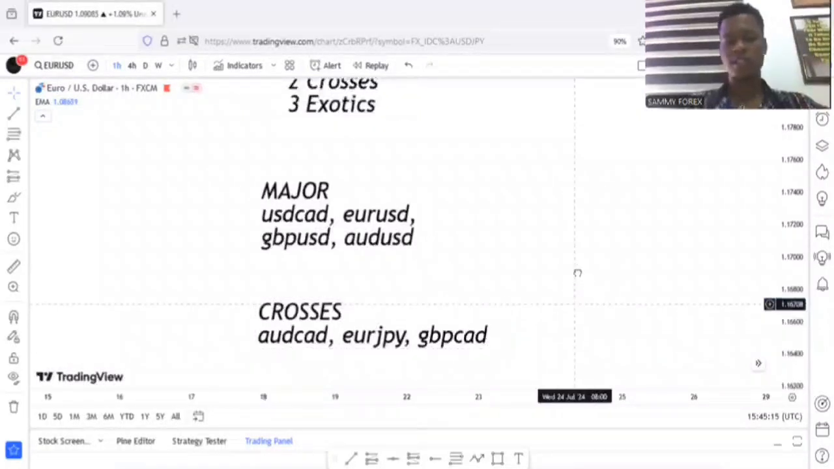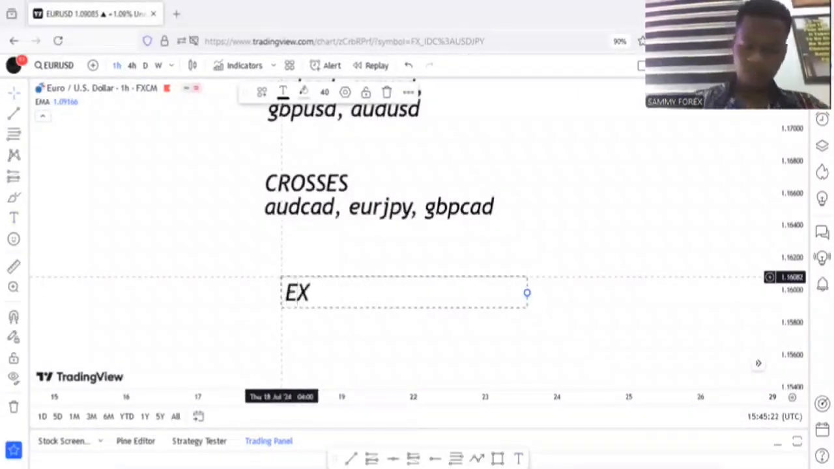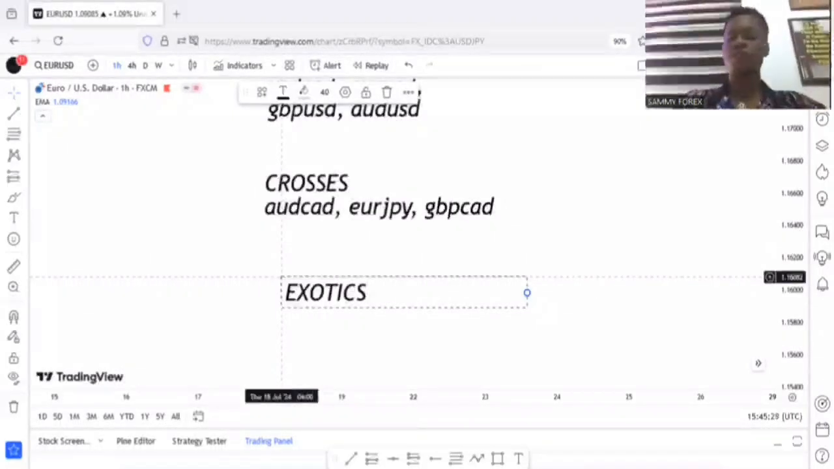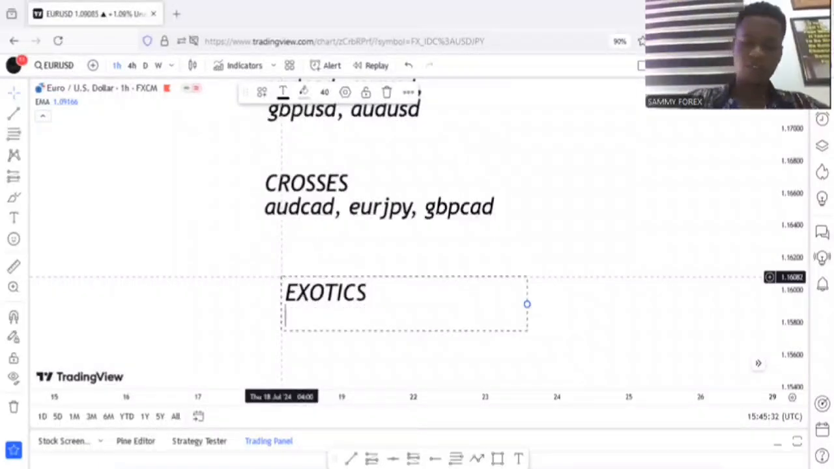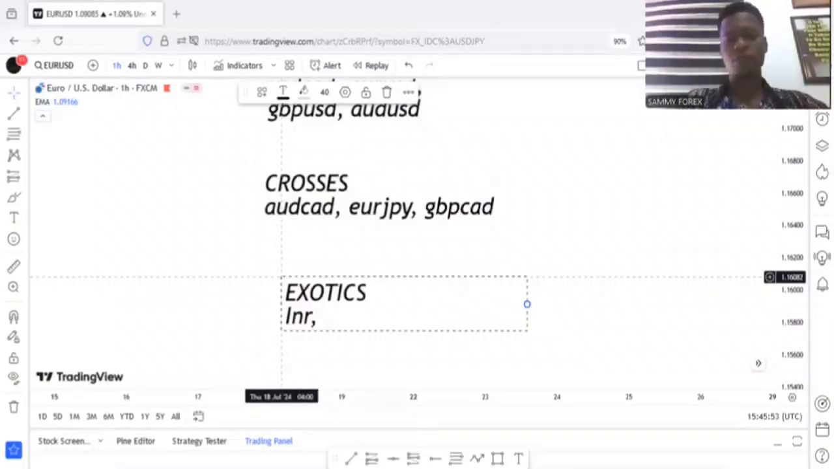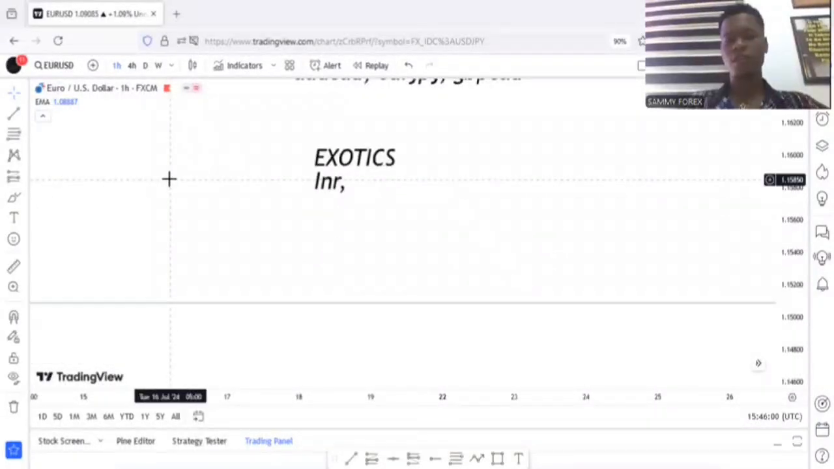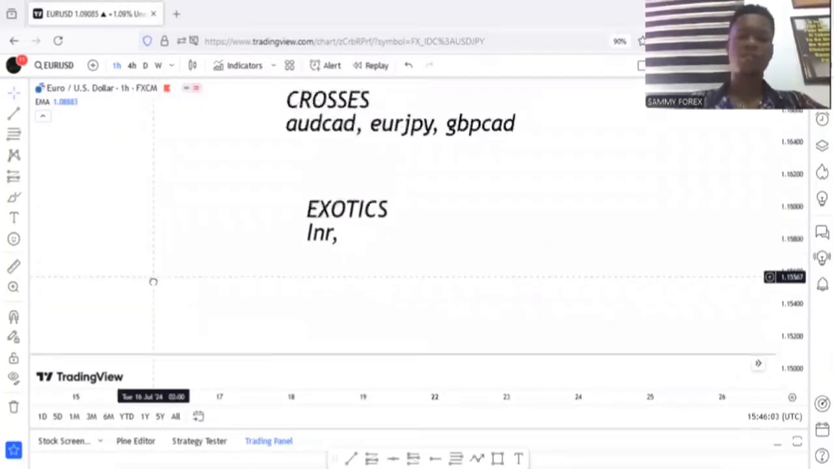Then we have the exotics, which is the third one. The exotic currency pairs represent the developing currencies, like the Indian rupee, the South African rand, the Singapore dollar, and the Hong Kong dollar, and many more. Those are the ones under exotics.